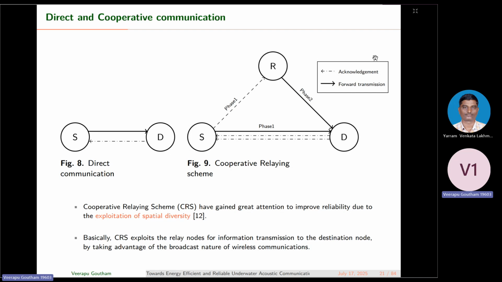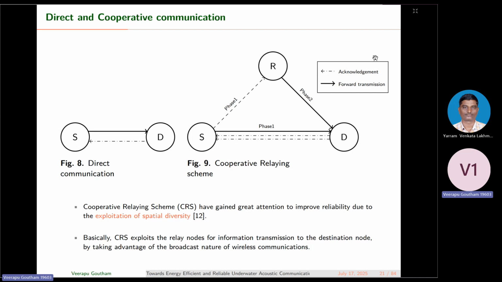Instead of sending from a longer distance, you can assume this relay is somewhat nearer to the destination compared to the source. Now in the retransmission, we are transmitting from a shorter distance. Here we are using multiple paths: one path from source to destination, and one path from source to relay to destination. This is called spatial diversity.